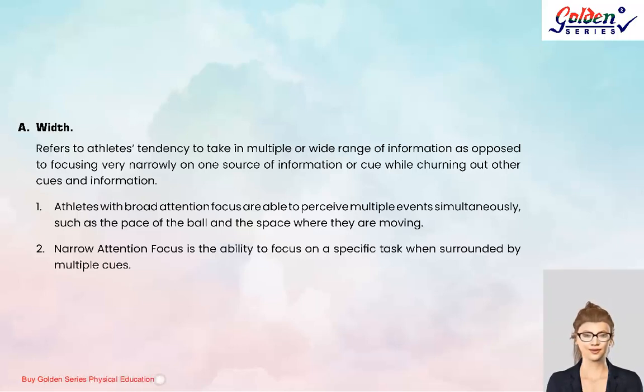1. Athletes with broad attention focus are able to perceive multiple events simultaneously, such as the pace of the ball and the space where they are moving. 2. Narrow attention focus is the ability to focus on a specific task when surrounded by multiple cues.